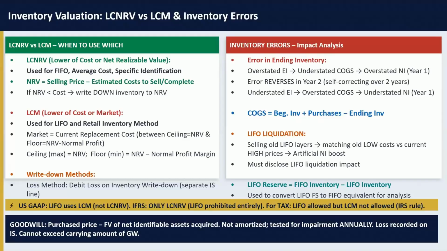If ending inventory is overstated, COGS will be understated. Okay, and when COGS is understated, that will overstate your net income. This calculation you should be very clear about. Okay, and one more thing you need to notice is that this year's net income, if it is overstated, will again impact your retained earnings.